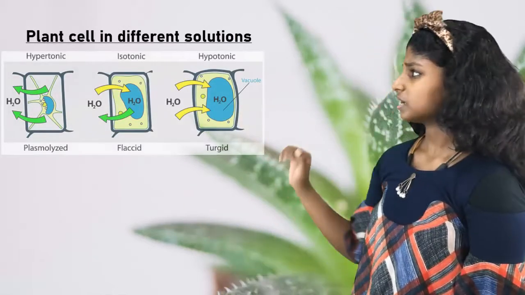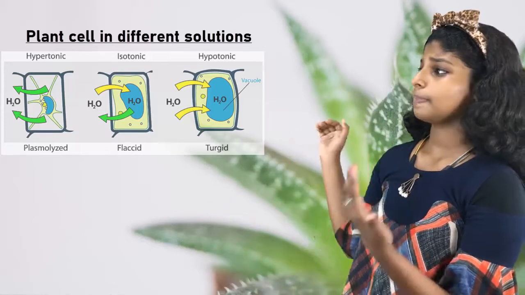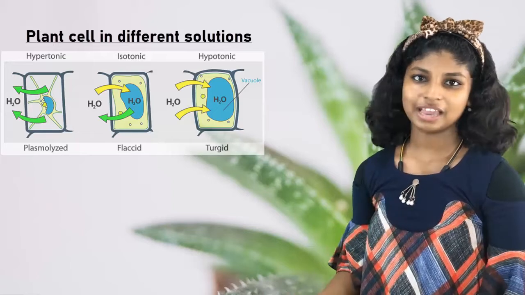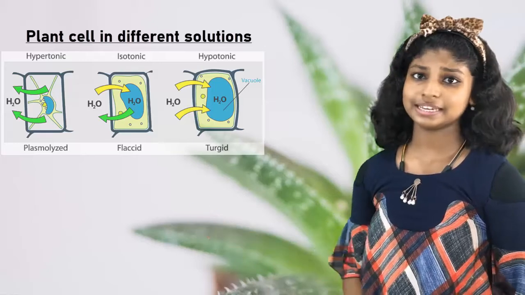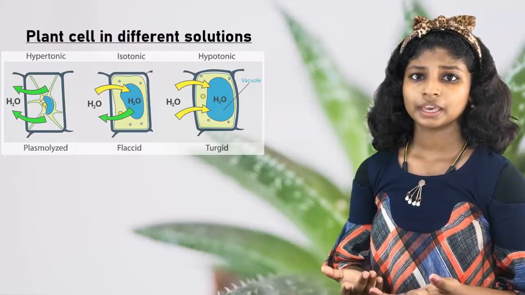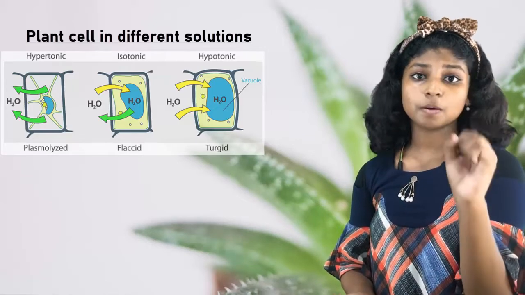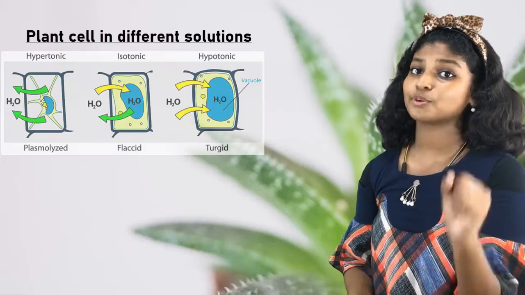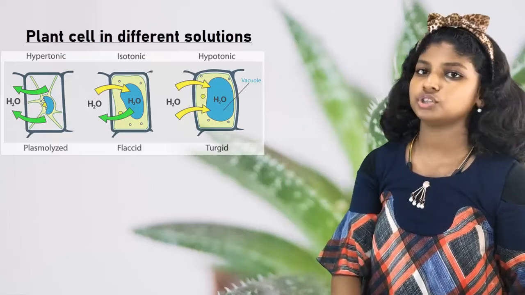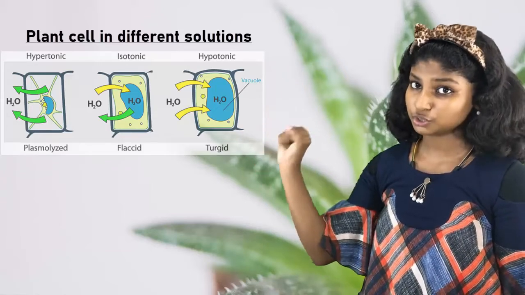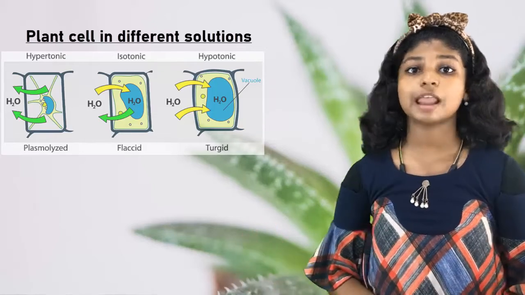Same as before, take 3 tubs, name them A, B and C. Then in A we have the hypertonic solution, which has a high amount of NaCl. Then just keep the plant cell in it. What happens here? The cell wall does not shrink. Only the plasma membrane, or the cell membrane, shrinks. The molecules from the cell move to the solution and the plasma membrane shrinks. And that is known as plasmolysis.